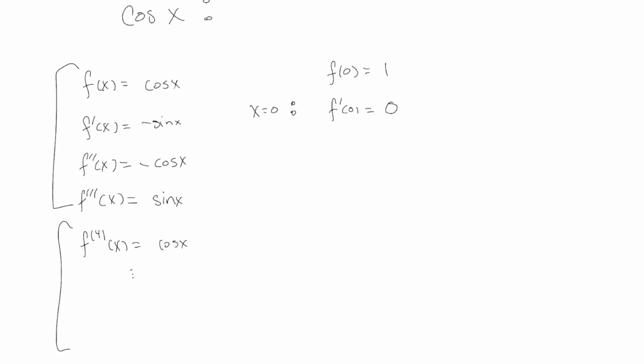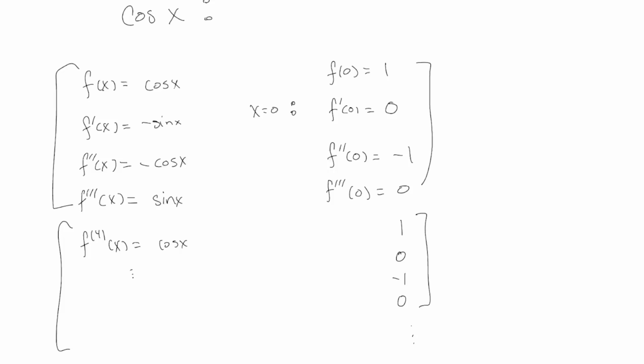Next, negative cosine of 0. That's negative 1, because cosine of 0 is 1. Next, I have sine of 0, which is 0. And these 4 numbers will repeat again. So it goes 1, 0, minus 1, 0, etc.